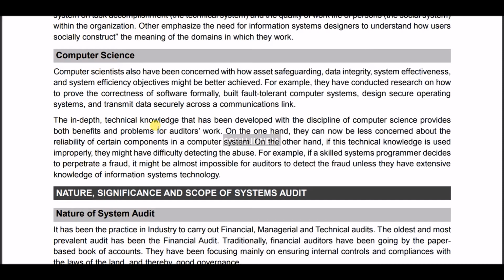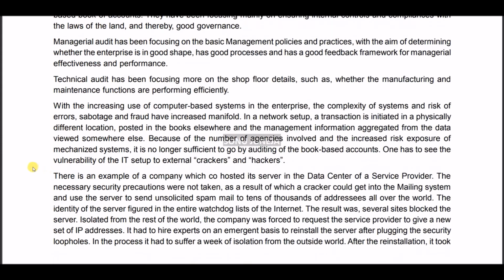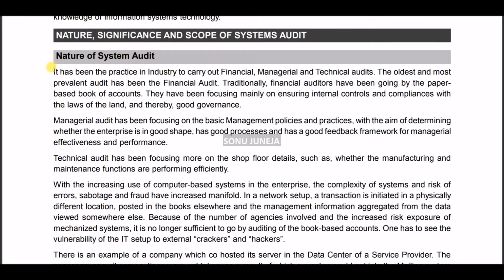Nature, significance and scope of system audit. Now, nature of system audit. It has been practiced in industry to carry out financial, managerial and technical audits. The oldest, most prevalent audit has been financial audit, which we've been aware of for quite a lot of time.